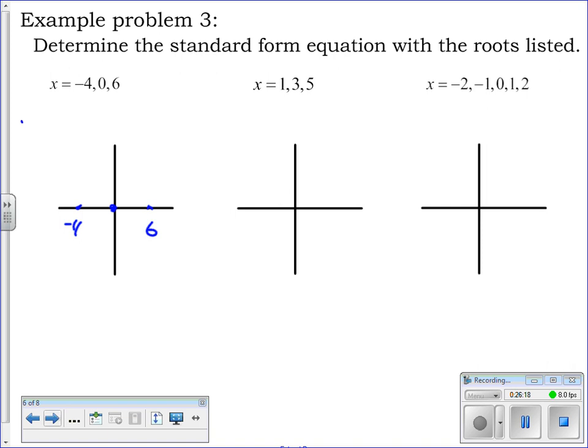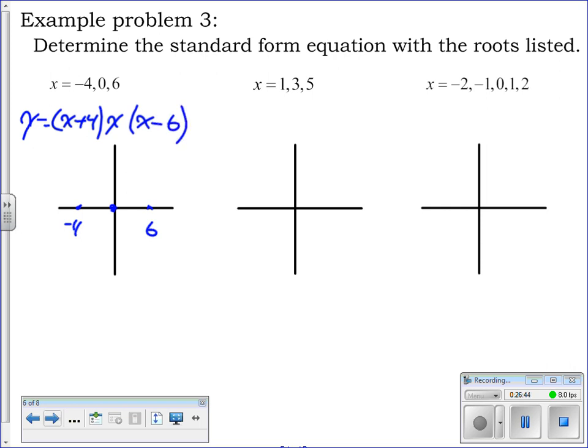Well, my factors, y equals, for the -4, I have x plus 4, always the opposite inside, x plus 4. I heard a couple people say that. For the 0, I have just what? Plain old x. And then for the 6, I have x minus 6.